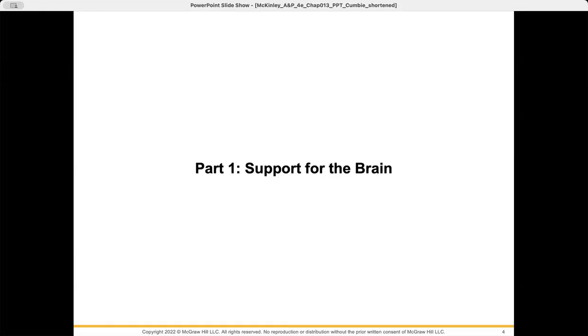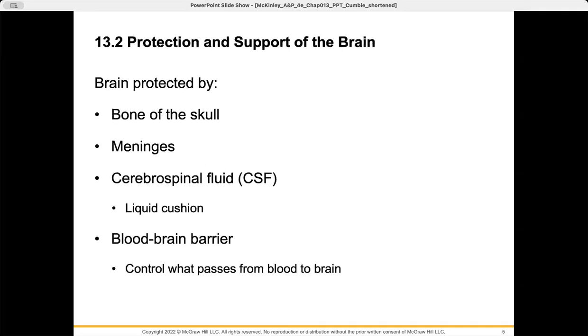So let's take a look first, okay, at some of the support structures for the brain. This will be included for the spinal cord, but we'll talk about the spinal cord in chapter 14. So there's a few structures that protect or support the brain. One, of course, we've already learned is the skull. The skull is going to house different structures of the brain, and it is a primary mode of protection.